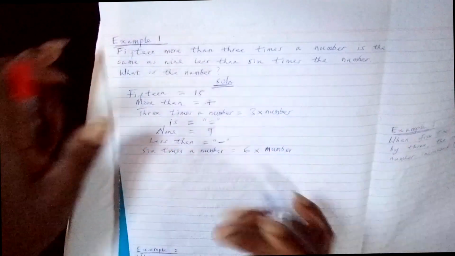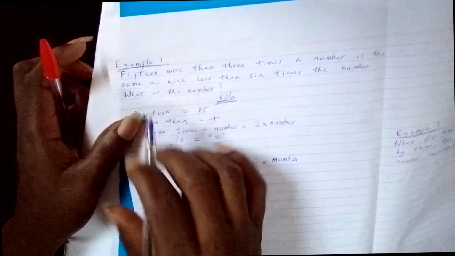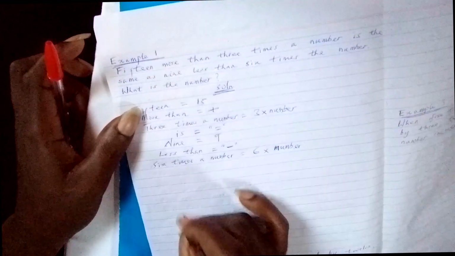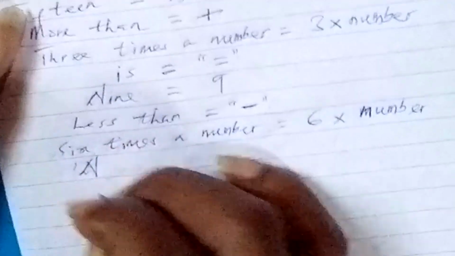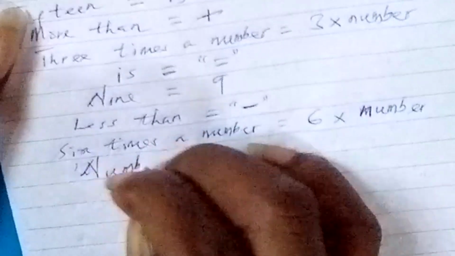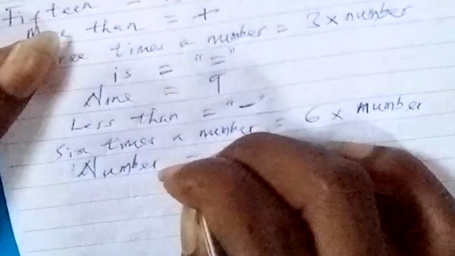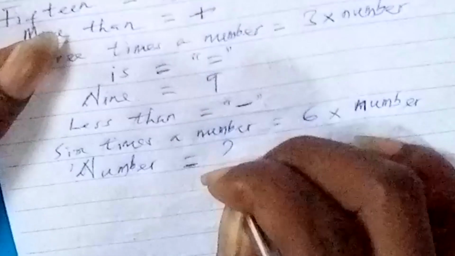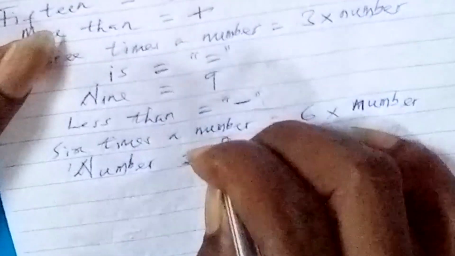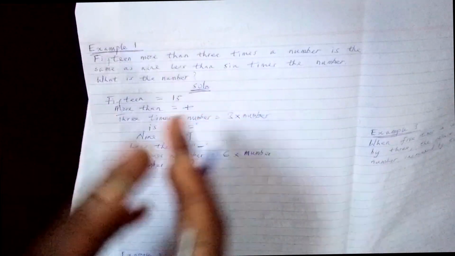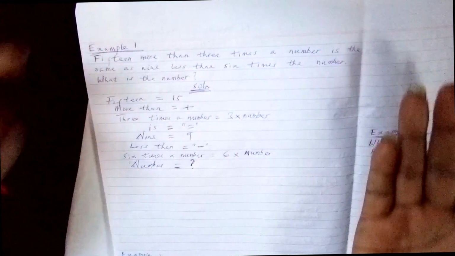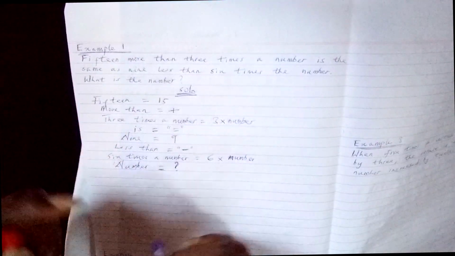Then looking at it, the final phrase is: what is the number? So what is the number? And finally, we don't know the number, so let us represent it with a variable. Now that is the first aspect of it, what you know already. So let us consider joining pieces together.